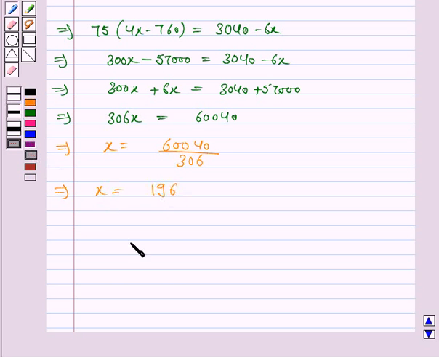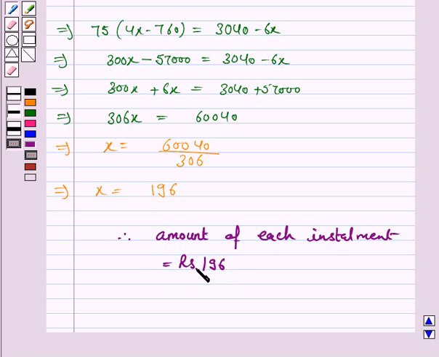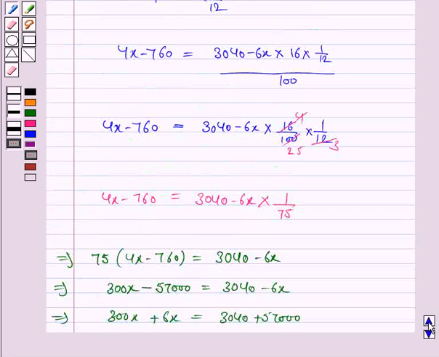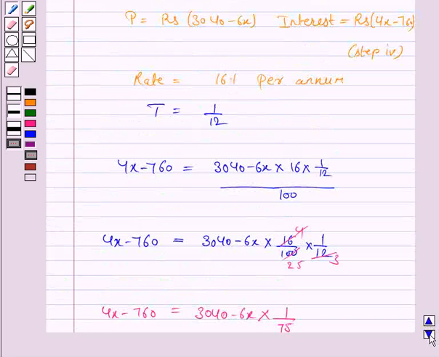And this implies x is equal to 196. Thus, the amount of each installment is equal to rupees 196. So this completes the question. Do take care of your calculations. Write the formula which you are using.